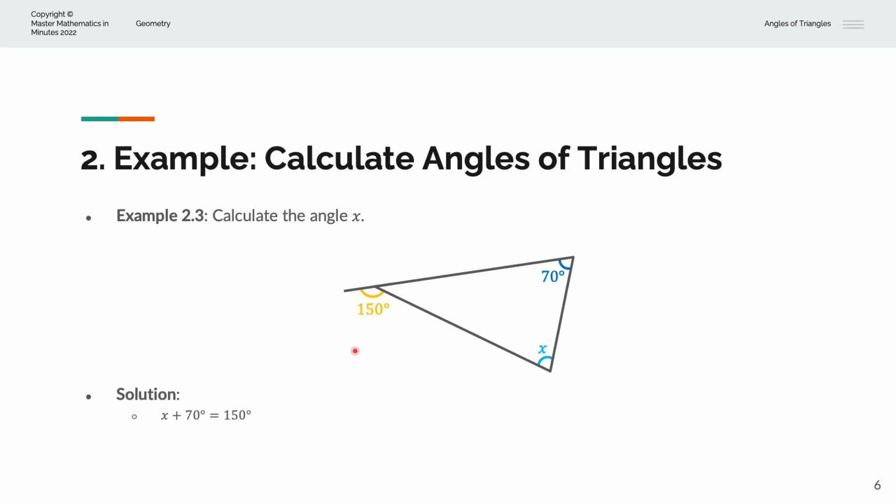So this is the relation that we saw earlier. And we can solve for X. We have X is equal to 150 degrees from above, and plus 70, bringing it to the right-hand side, becomes minus 70 degrees. And X is equal to 80 degrees, as before.